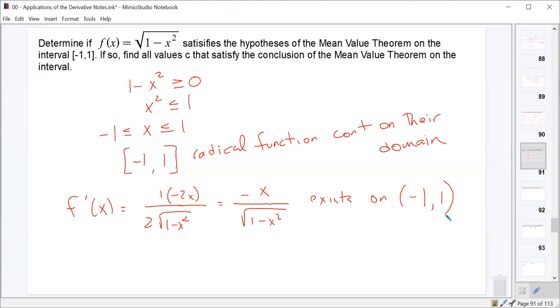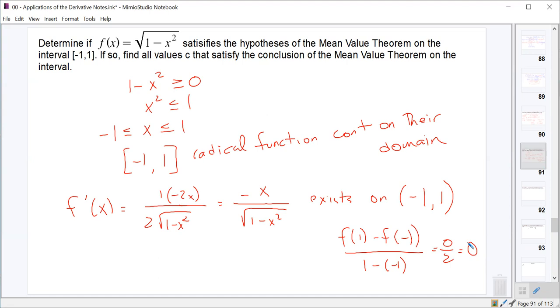And so all we then need to do is figure out what f of 1 minus f of negative 1 over 1 minus negative 1 is. Well, f of 1 is 0, if you plug in 1 to the original function. And f of negative 1 is also 0, so this ends up being 0 over 2, or 0.